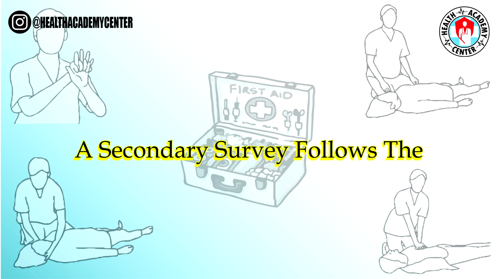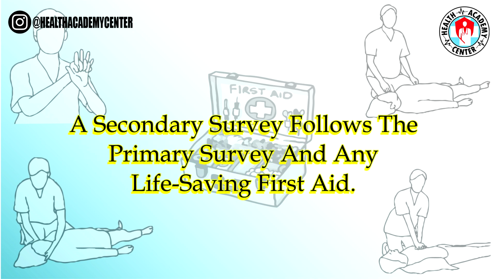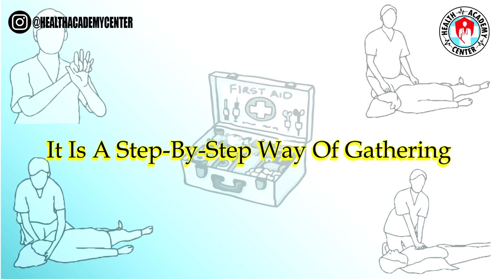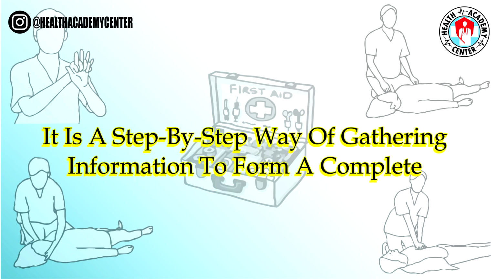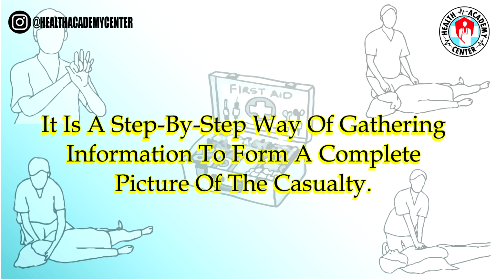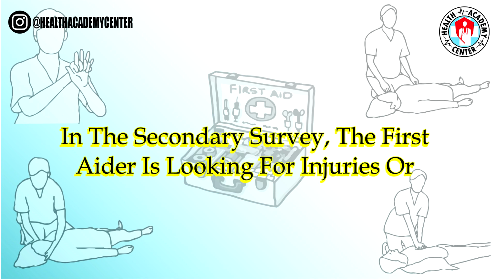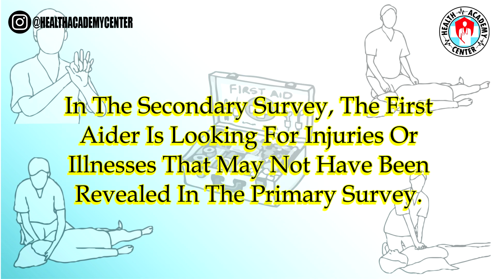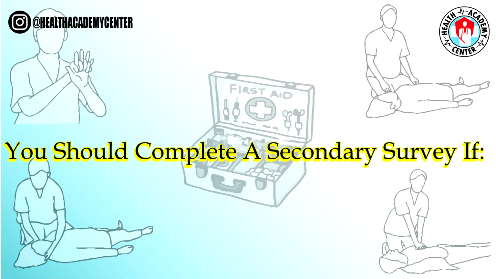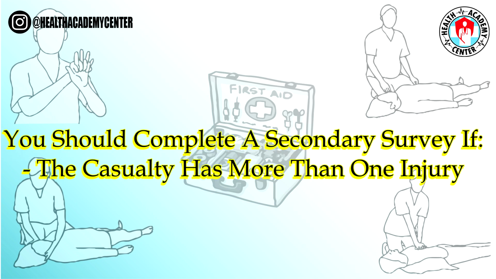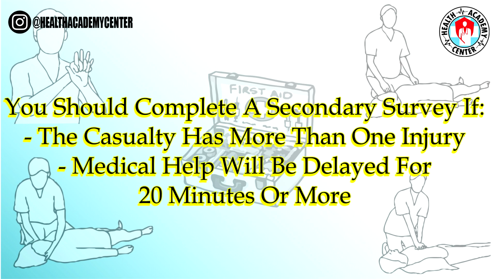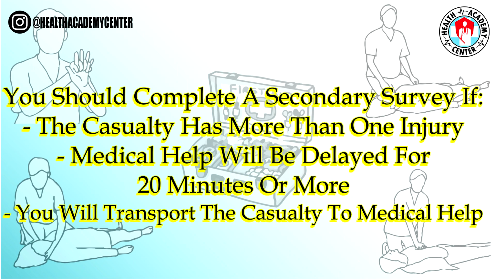Secondary survey. A secondary survey follows the primary survey and any life-saving first aid. It is a step-by-step way of gathering information to form a complete picture of the casualty. In the secondary survey, the first aider is looking for injuries or illnesses that may not have been revealed in the primary survey. You should complete a secondary survey if the casualty has more than one injury, medical help will be delayed for 20 minutes or more, or you will transport the casualty to medical help.